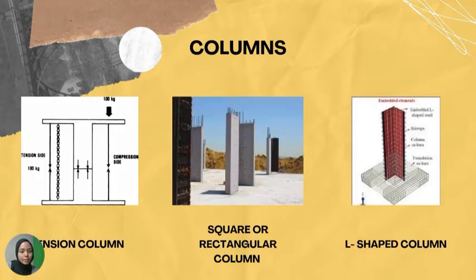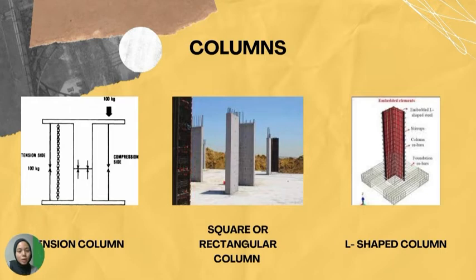And the next one is the tension column. Tension columns are made from steel, concrete, and other materials. These types of columns are not commonly used in construction.